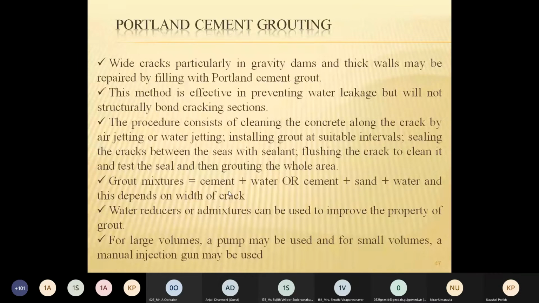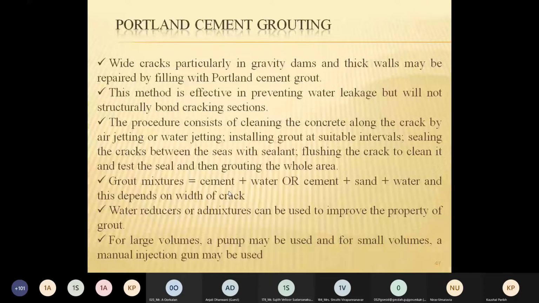Here, the procedure is the same as the cleaning. First of all, clean the concrete along the crack by air jetting or water jetting, then install grout ports at suitable intervals. After that, we seal the cracks between the ports with sealant and flush the cracks to clean them. After that, the test of the grout is done, and then the grouting can be carried out.